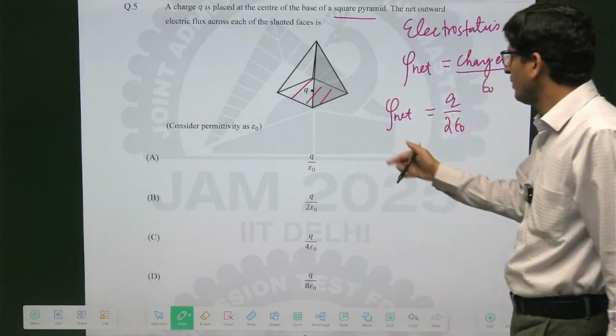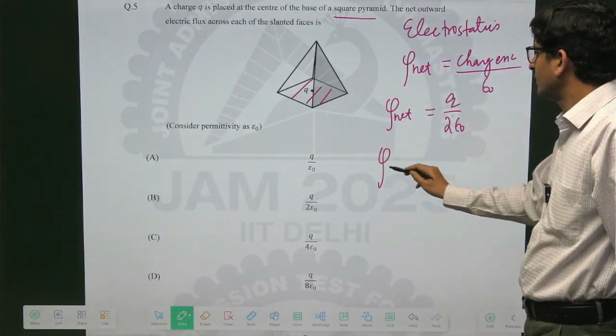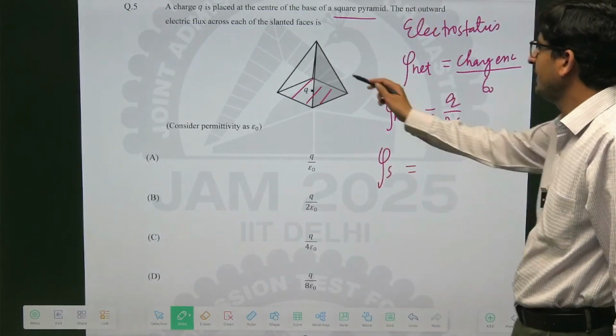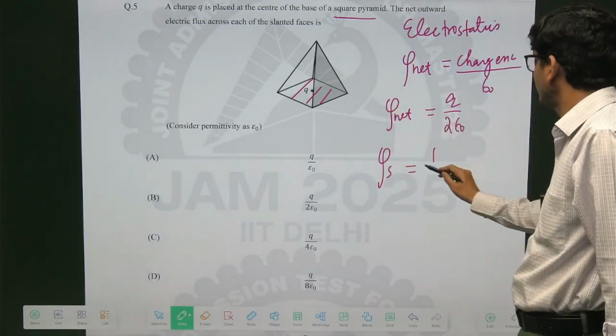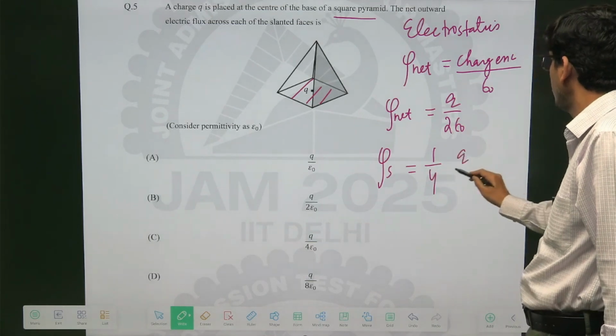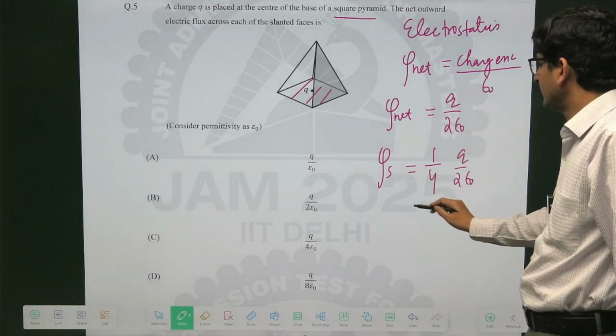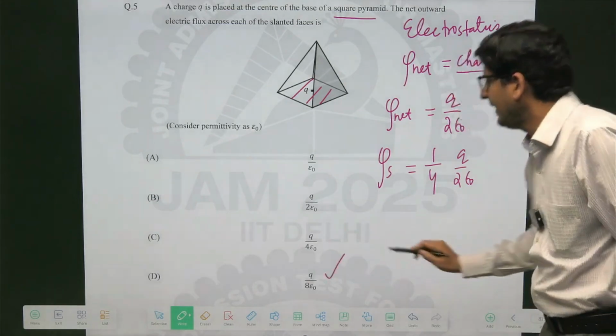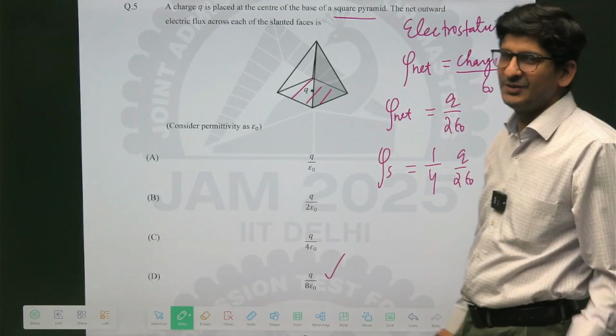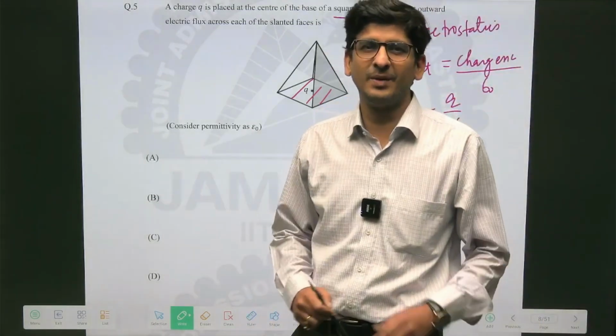So if I want to calculate flux through the slanted faces, it will be 1 by 4 of the net flux. So 1 by 4 of Q by 2 epsilon naught. So that means Q by 8 epsilon naught is the answer. So this is also a very straightforward question from electrostat.